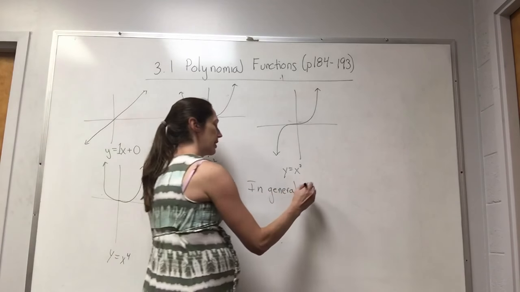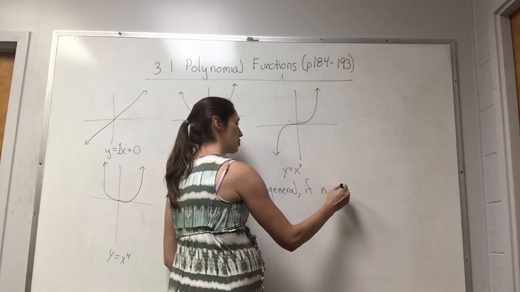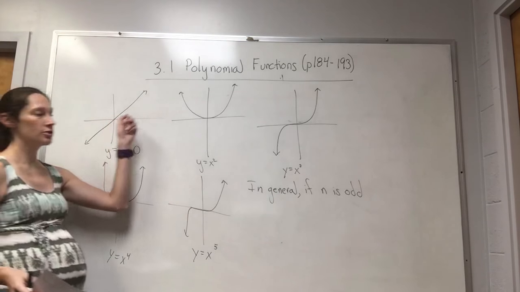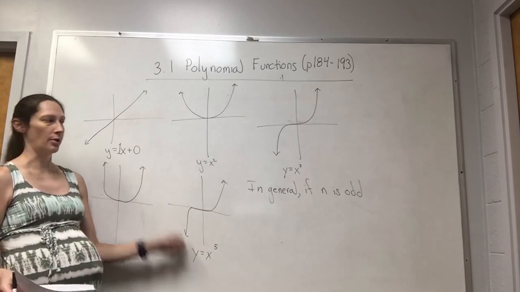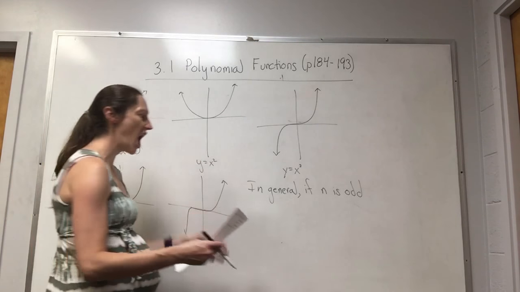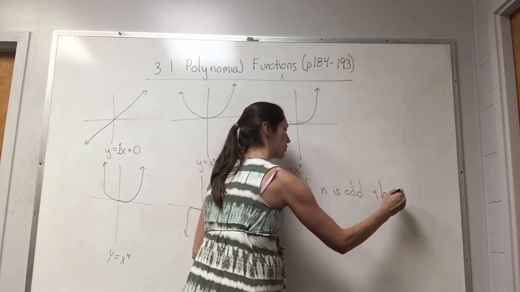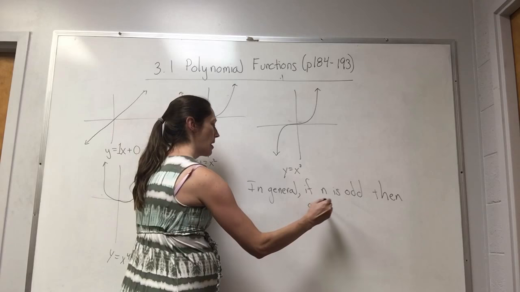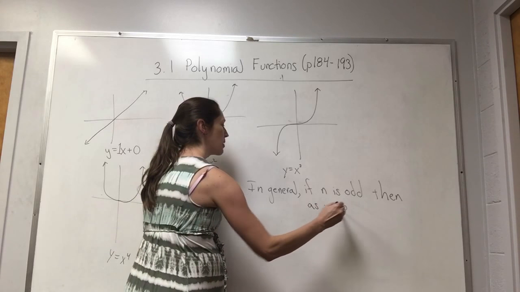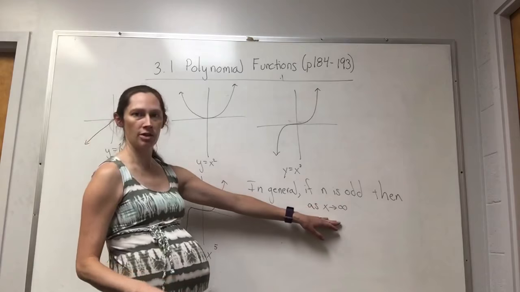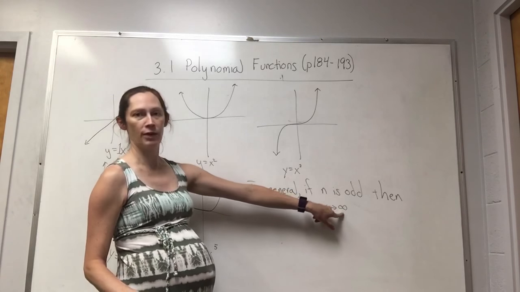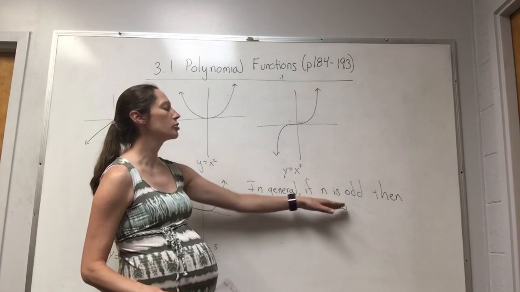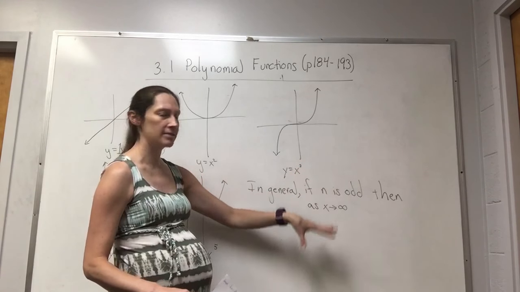So in general, if n, the degree, is odd. Okay, so let's look at the odd ones: x to the first, cubed, fifth. These are all odd degree. If n is odd, then we have some similar properties. One thing that's happening here is as x goes big and positive. This is new notation, x arrow infinity sign. I'm not saying x equals infinity, but x is getting closer to infinity. X is big, positive numbers.